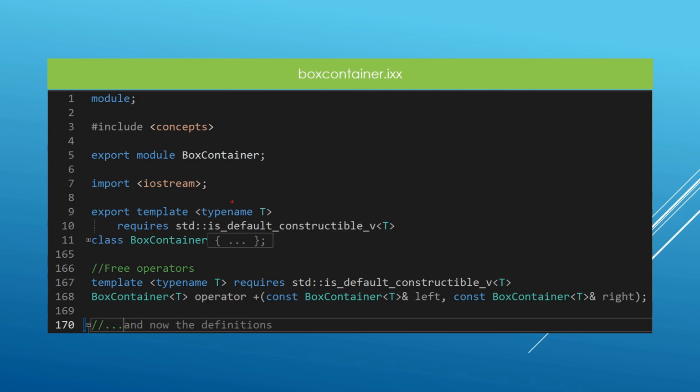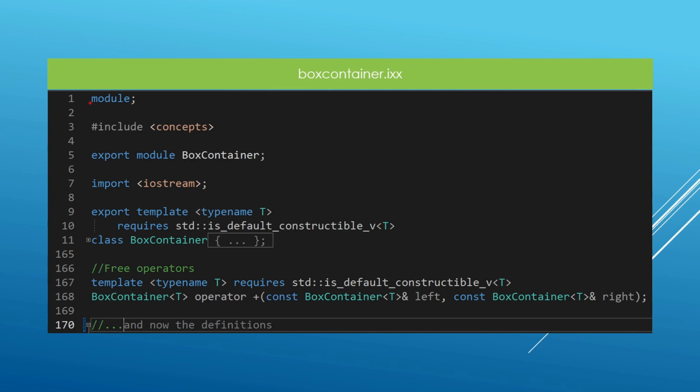And to take a class template and turn it into a module, all you have to do is use the export keyword before your template declaration. So here we say export template and say typename. We put in our concept as you see here, and our class is going to show up just below this as it was as a header. This is really all we have to do.